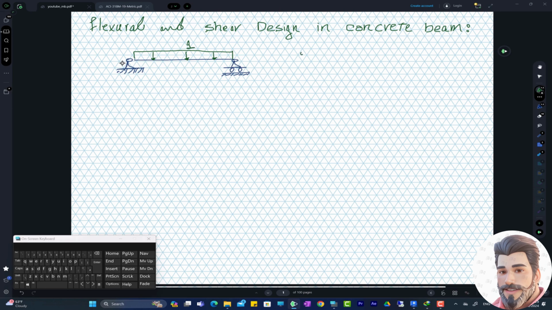Q load consists of dead load, such as super dead and self weight of elements, and live load. In this example, we assume dead load equal to 1 kip per foot and live load equal to 2 kips per foot.